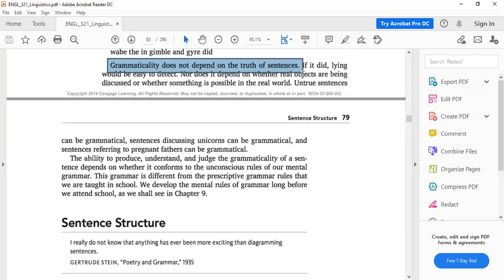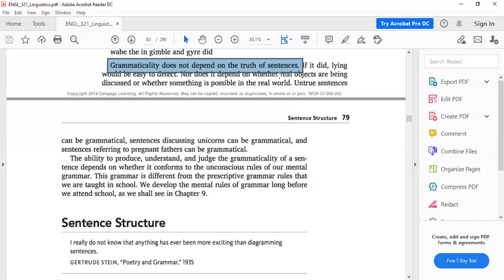Although it doesn't have a truth value, it is grammatical. This means what? That grammaticality does not depend on the truth of sentences.